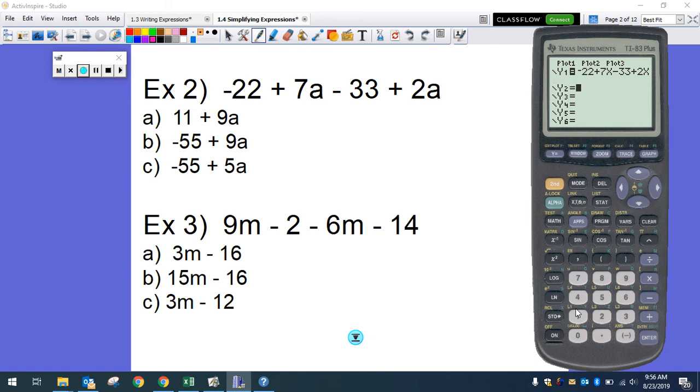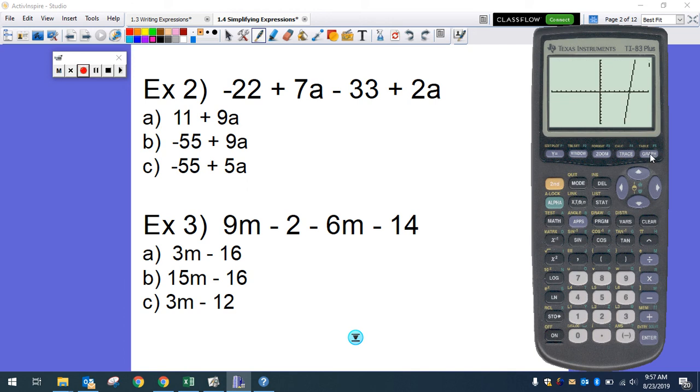A says 11 plus 9A, but I'm going to use an X instead. So no, those are not the same. This is what I want my answer to look like, and the graph I graphed is this one way over here. So let's go back to y equals. I'm going to go down and clear this out. I'm going to type in B, negative 55 plus 9A, but instead of an A, I'm going to use an X.